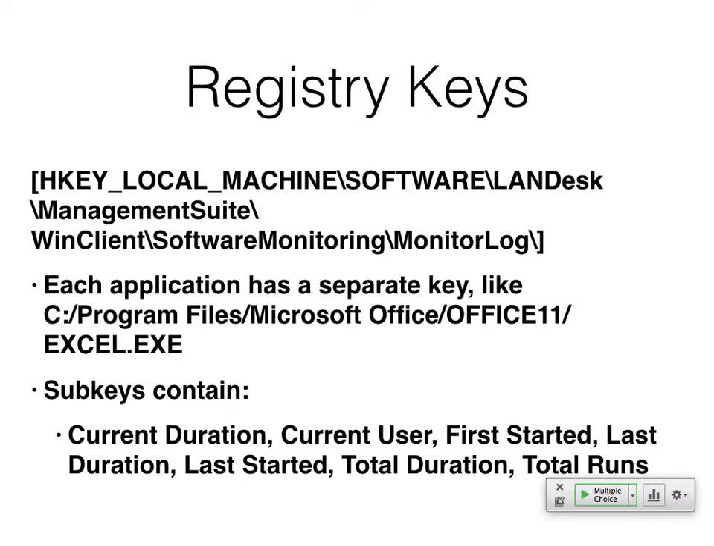So this product stores this information in the registry, which I must say I regard as kind of rude. You know, the registry does have a maximum size, and you can fill it up, and then you can make it bigger. But if someone had asked me, I would have said, don't put log data in the registry. But they didn't ask me. That's where it's going. So it's got sub-keys. Inside this monitor log key, it makes a key for every app, giving the whole path in there, like C program files, Microsoft Office, and all that jazz. And then it has keys in there that contain all these things: current duration, current user, first started, last started, and so on.